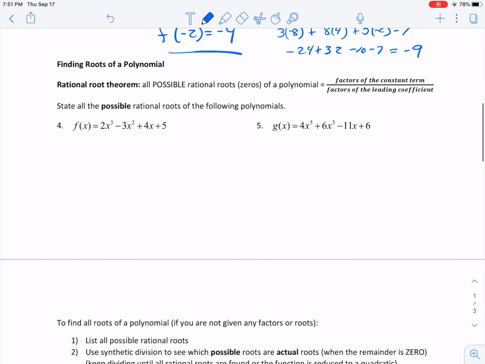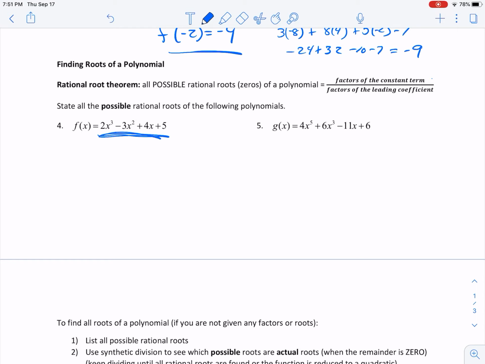All right, finding the roots of a polynomial. The rational root theorem says all possible rational roots of a polynomial are factors of the constant term divided by the factors of the leading coefficient. What we're looking for is possible roots. I don't have a calculator in my hand, and I want to know the roots of that function.